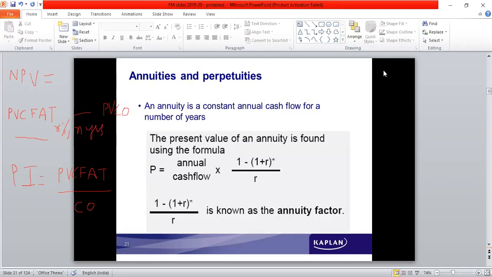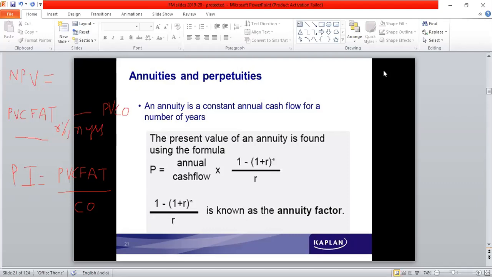Then it says annuities and perpetuities. An annuity is a constant annual cash flow for a number of years. So if from year one to year n the same amount of cash flow is anticipated, we can have the calculation done in one step instead of spreading it over 1 to n years. That is an annuity. The formula says that the present value of an annuity is found using: annual cash flow into 1 minus (1 plus r) whole to the power of minus n, divided by r. The formula is given in this particular fashion.